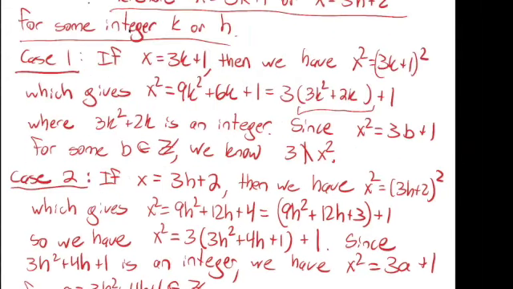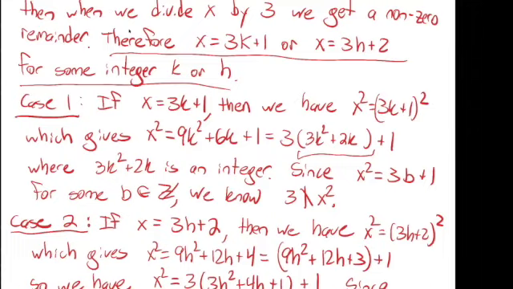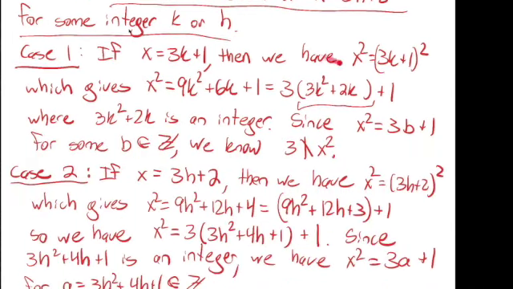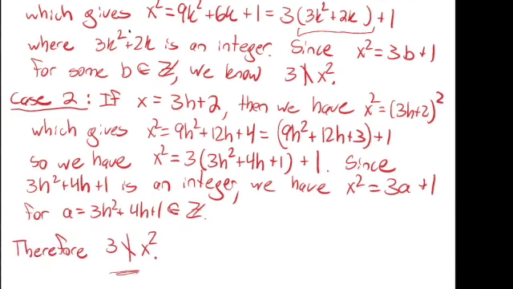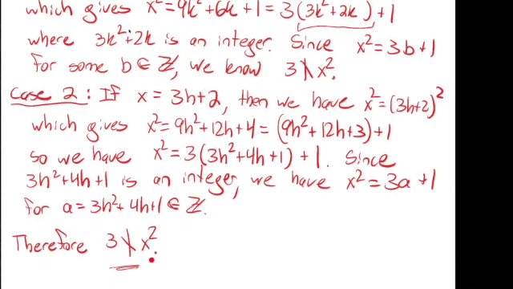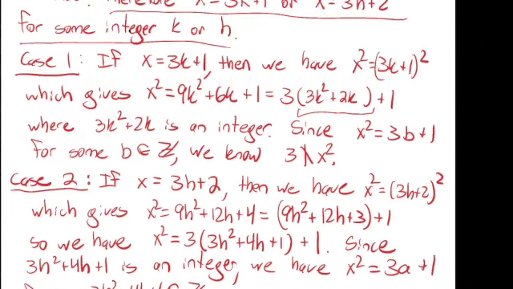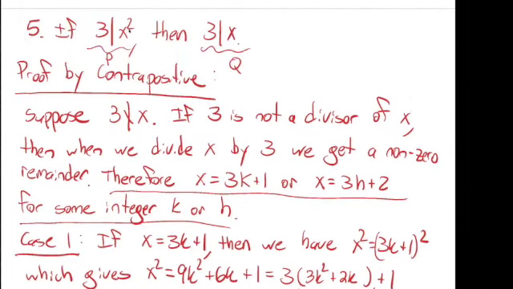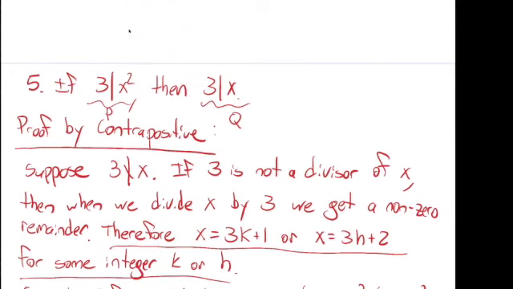And so that does it, right? We've showed that if x is not divisible by 3, that's equivalent to saying it has to look like this, or it has to look like this. If it looks like this, then x squared is not divisible by 3. If it looks like this, then again x squared is not divisible by 3. So we just showed that if x is not divisible by 3, x squared is not divisible by 3. So the contrapositive: if x squared is divisible by 3, that implies x is divisible by 3.